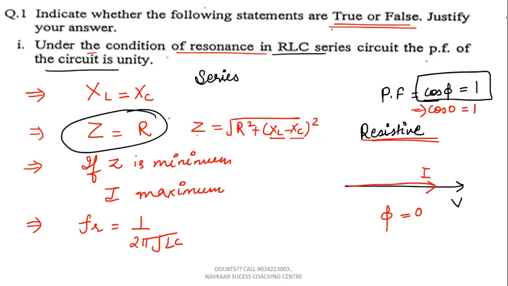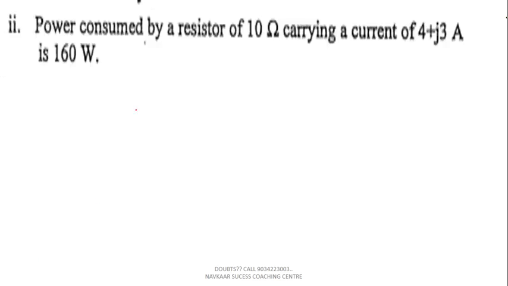You can see that we have used this condition, Z is equal to R, because in the resistive load current and voltage are always in the same phase. That's why the phase angle value is 0, that is phi value is 0, cos 0 is 1, that is, power factor is unity. Next question.